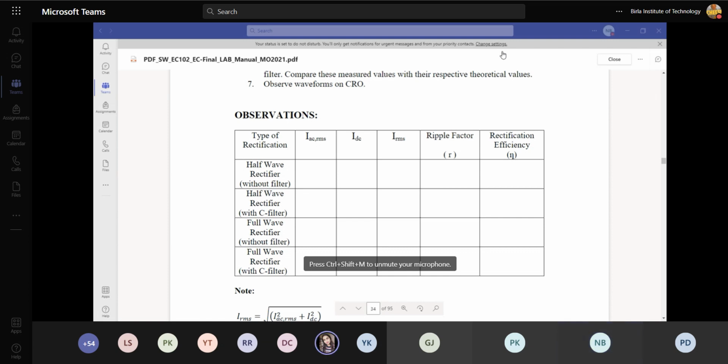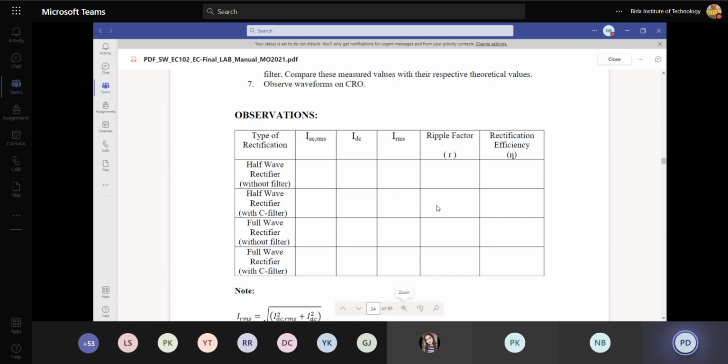Okay, Rishabh, for efficiency, first of all you need to calculate the IACRMS, IDC, IRMS. Can you say what is the difference between IRMS and IACRMS? IACRMS will be required for calculating the ripple factor. This is the RMS value for the AC content of the signal. There is a formula where it is derived. In a pulsating DC waveform, some DC part is there and AC content is also there.